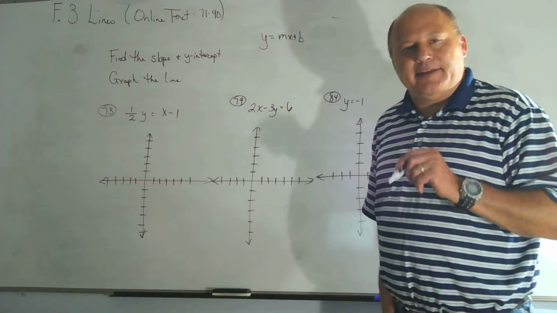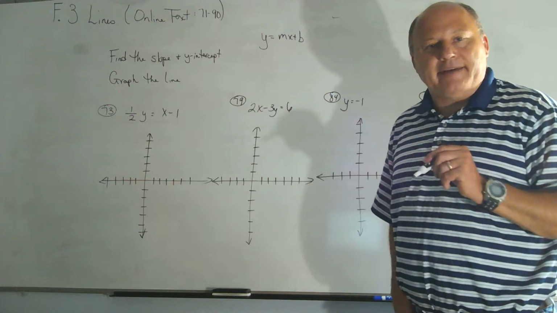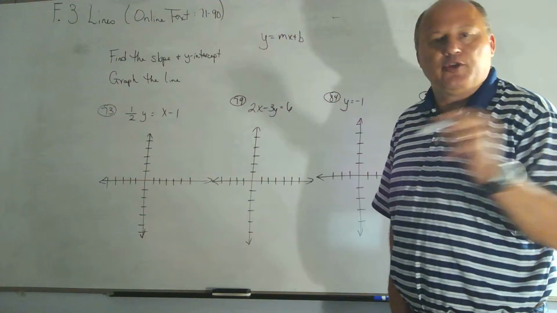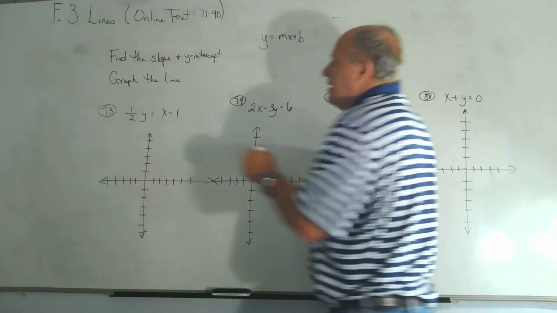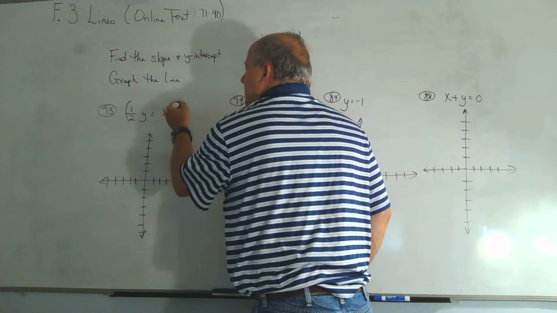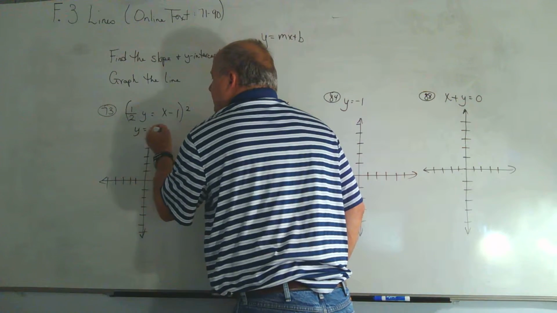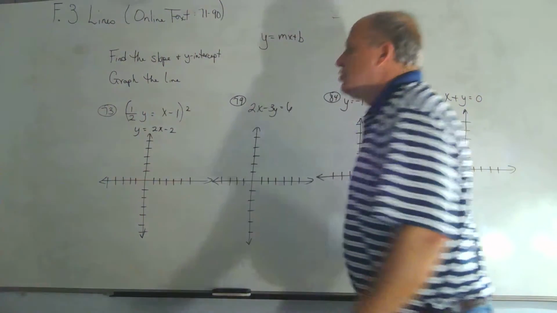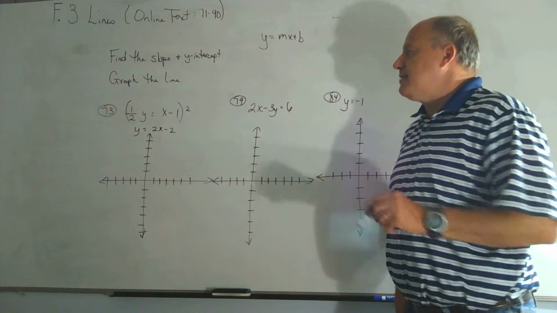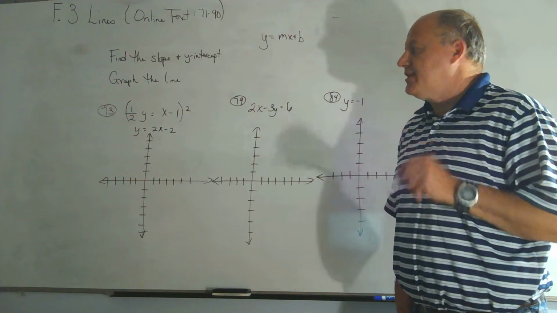So this one right here, what I'm going to do is 1/2 y equals x minus 1. It's not quite in the form that I want. I want to get rid of that 1/2. So what I'm going to do is multiply 2 through the other side. So I'll multiply everything by 2. Then this equation becomes y equals 2x minus 2, because 2 times 1/2 cancels, and then 2 times x is 2x, and 2 times negative 1 is negative 2.